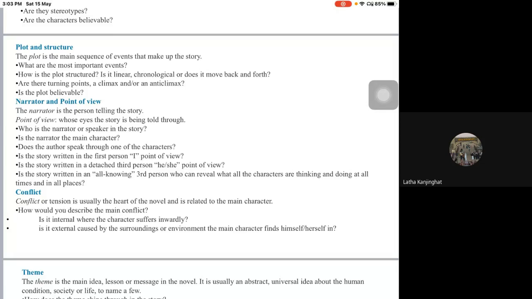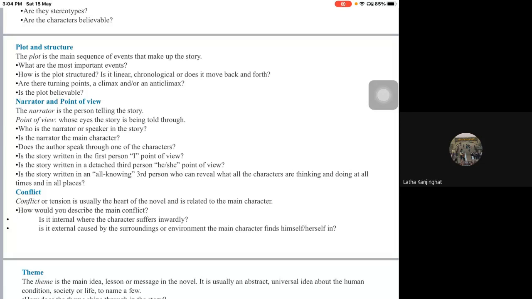Exactly. After watching a film or reading a book or whatever it is, you come out of it with, you know, oh, this is about love, this is about greed, or universal messages that you get from having read a book or watched a film. That is the theme, okay? So there is a difference between plot and theme. Remember that, okay?